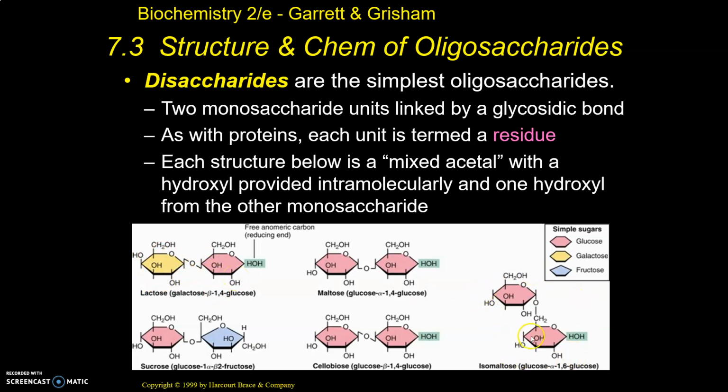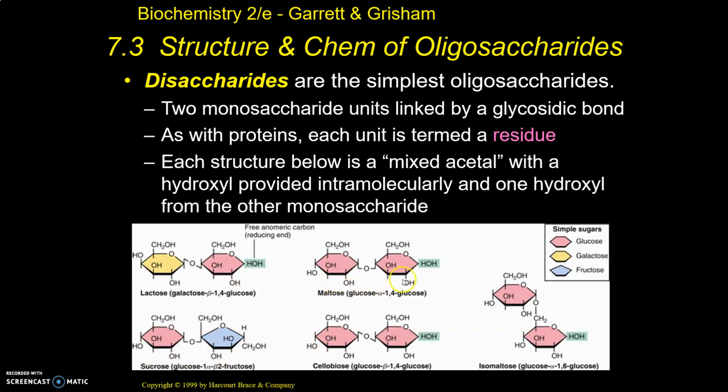Notice how this one isn't planar. This would allow you to actually stack up and almost create something like a helix. This is a 1,6 linkage, okay? But whenever you see these, all of these are 1,4 linkages because they're flat, right? And then sucrose is a glucose linked to a fructose.